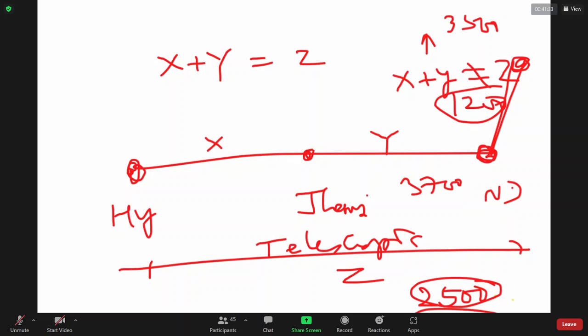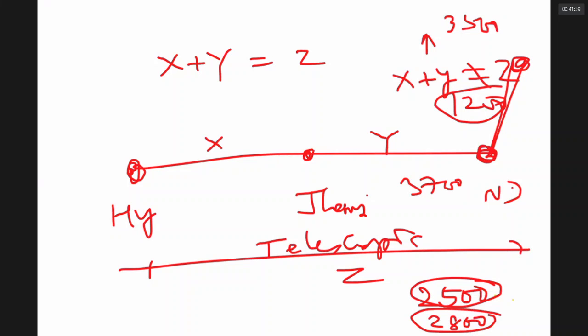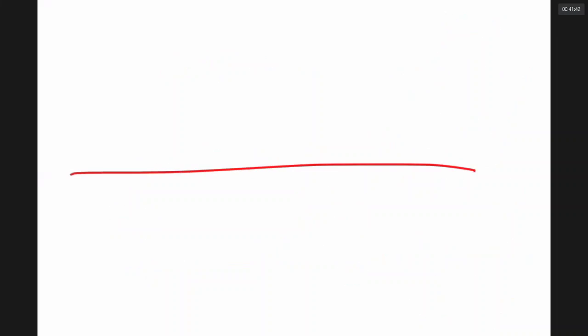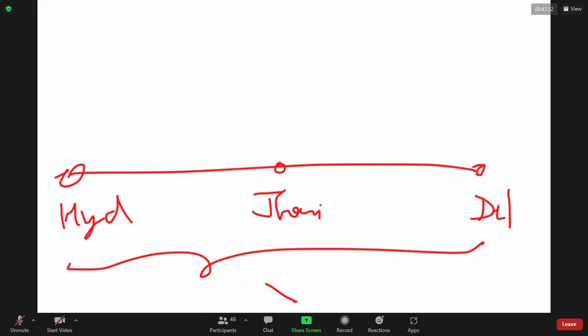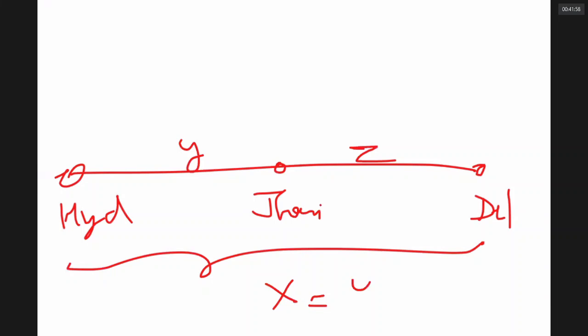Are we clear about this idea, sir? Yes, sir. But if you are looking at the distance between Hyderabad and Delhi, and if Jhansi is there in between, the distance between Hyderabad and Delhi is equal to the distance between Hyderabad and Jhansi plus Jhansi and Delhi. Distance is an additive property.